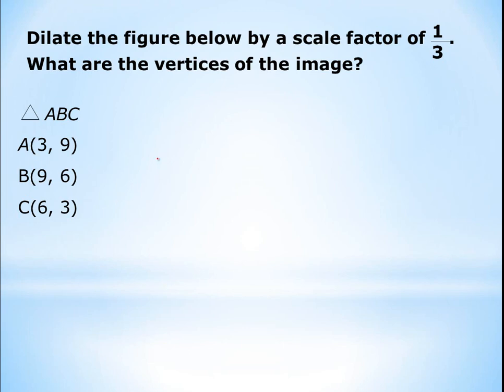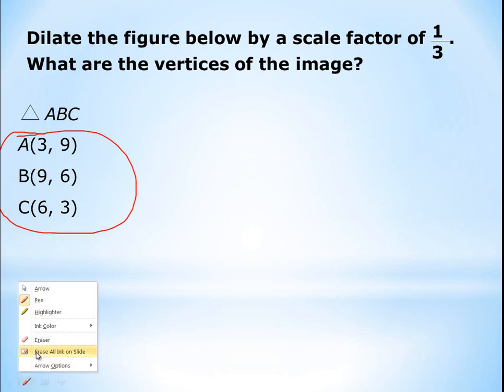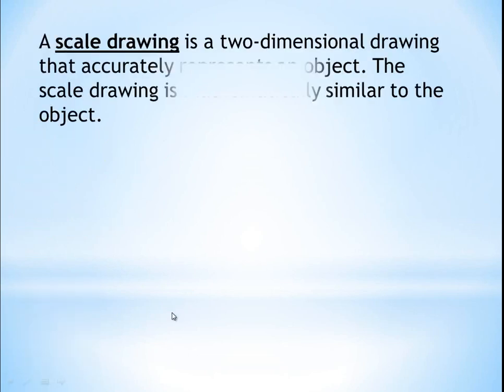So the next one, I want you to copy these 3 down in your notes, and I want you to dilate them by a scale factor of 1/3. Now, it's really cool because you don't have to plot anything on the coordinate plane. You just have to manipulate your points. And remember to label them as A prime, B prime, and C prime.